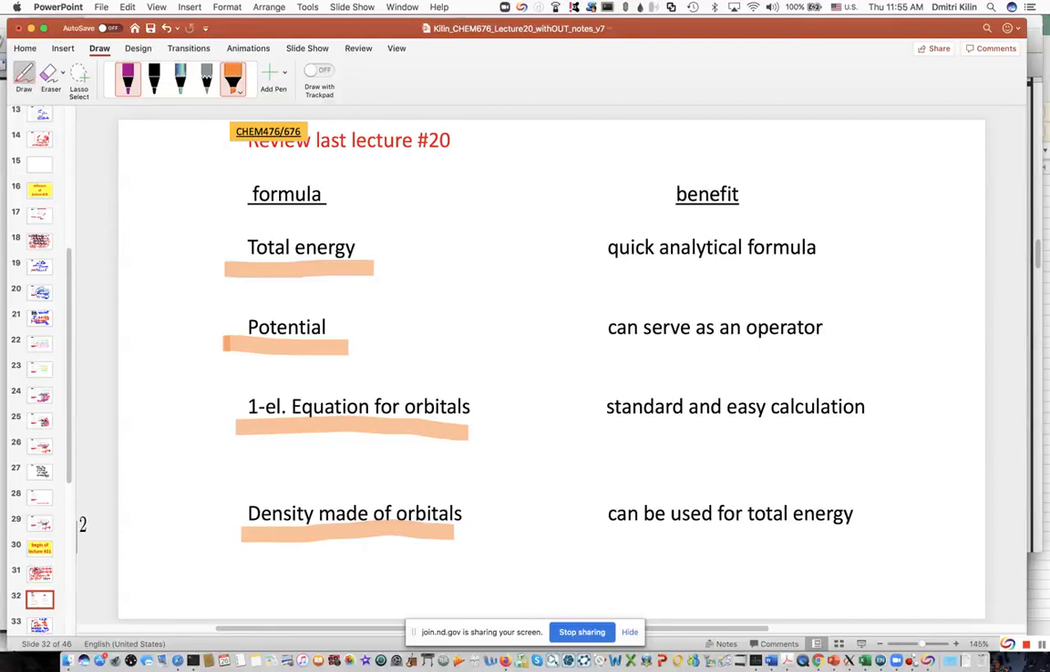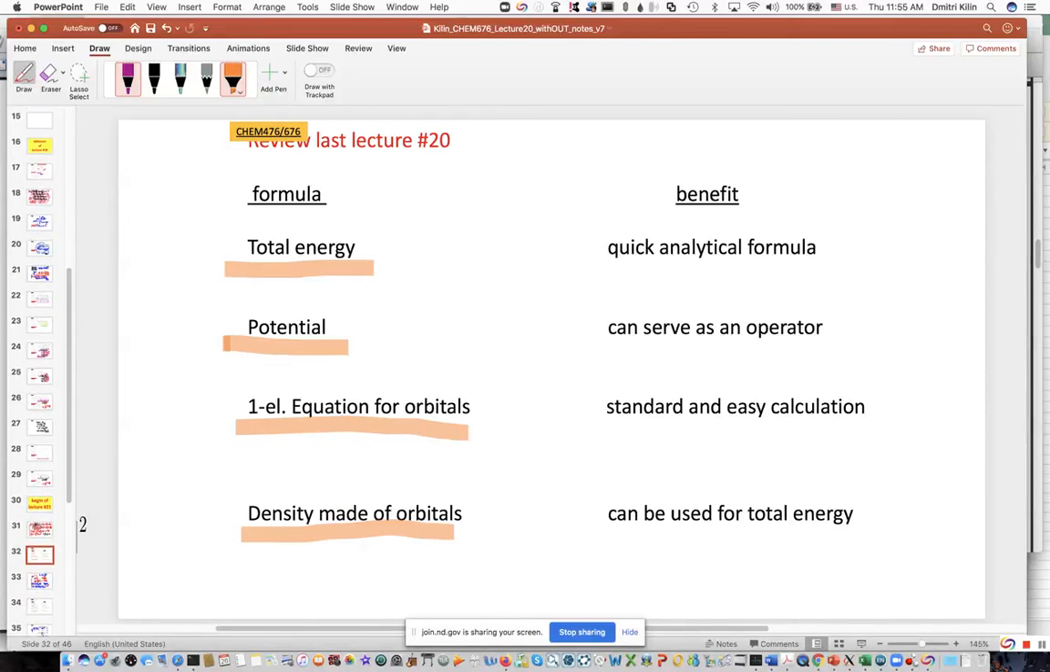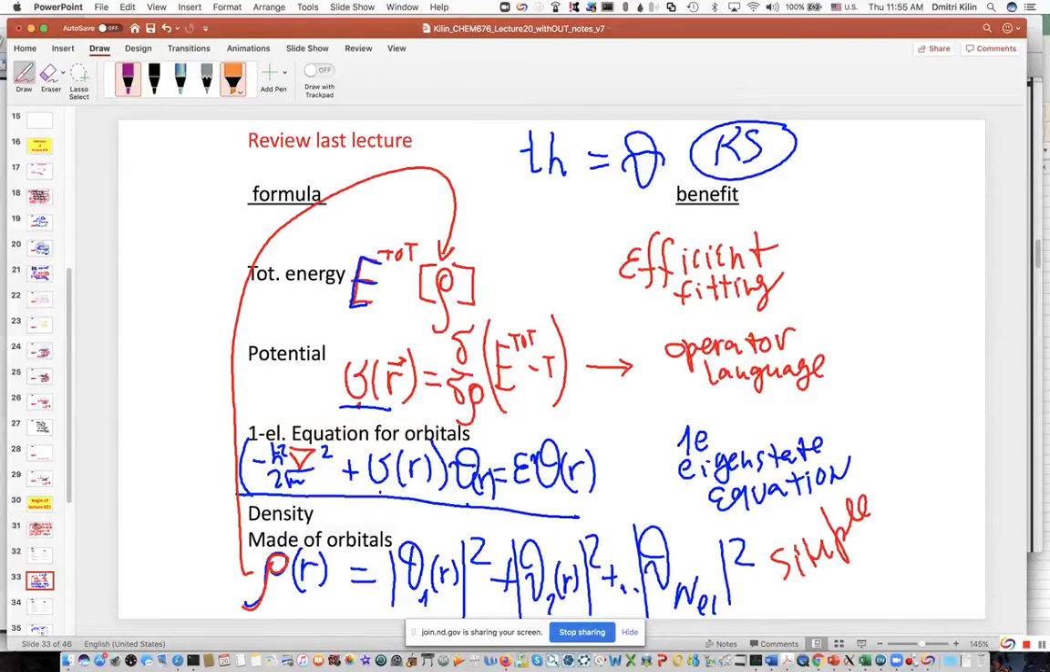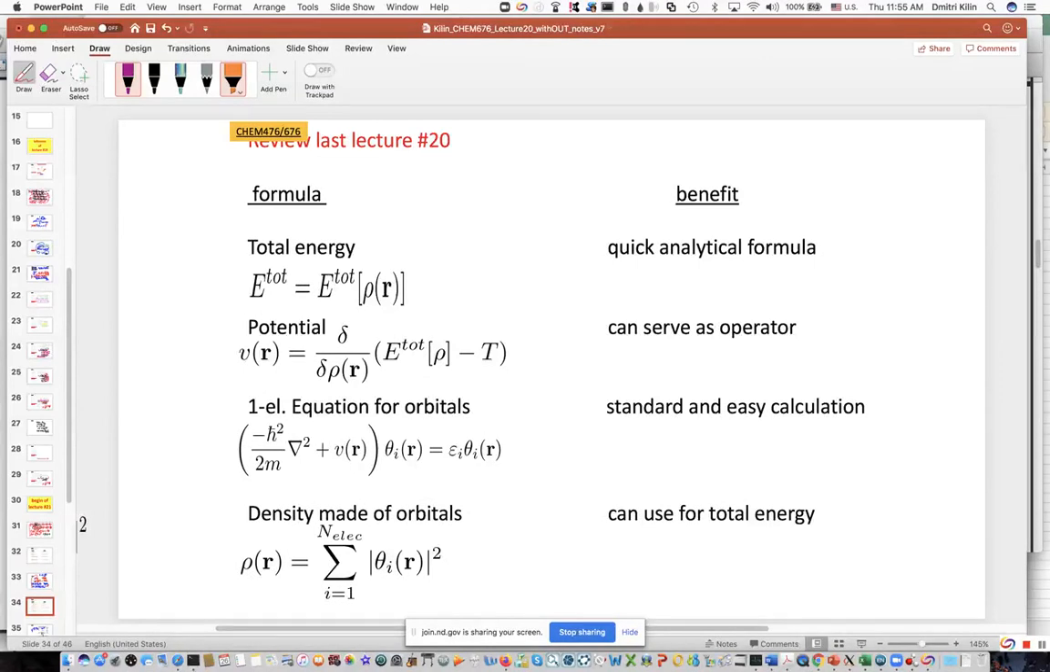So we are like cooks in the kitchen, we are wet chemists in the wet lab. We do have these components, and we need to cook them together into a theory that works. So the equations, I'll probably bring them when they are typed in a better way. So total energy as function of density, potential function of derivative over density, one electron equations for molecular orbitals, and the protocol how to compose density.